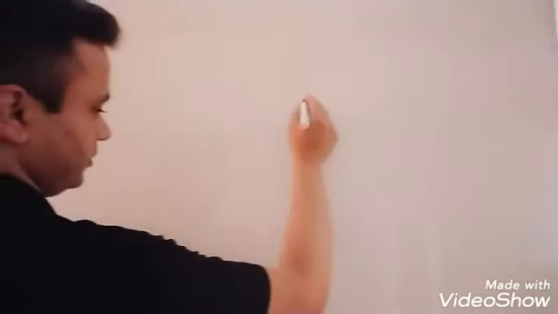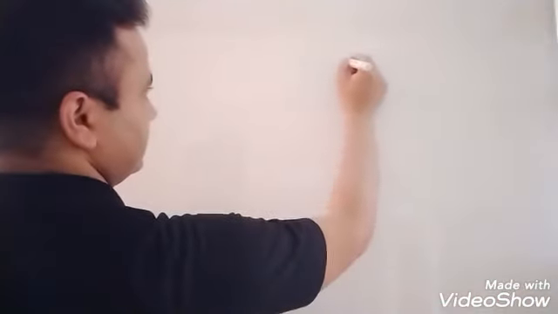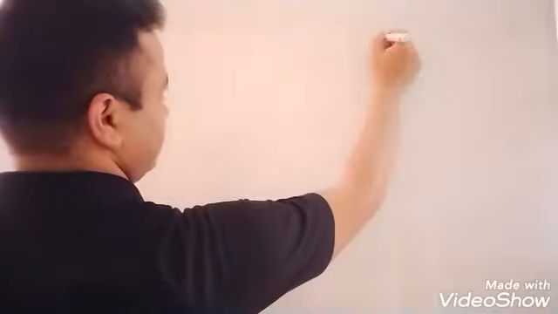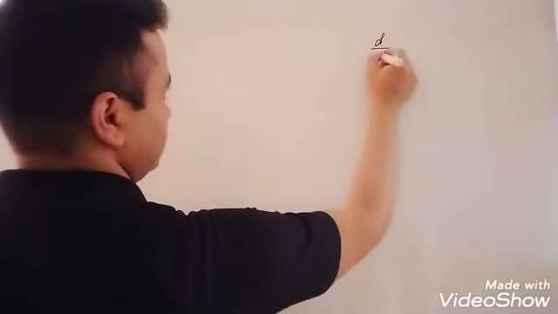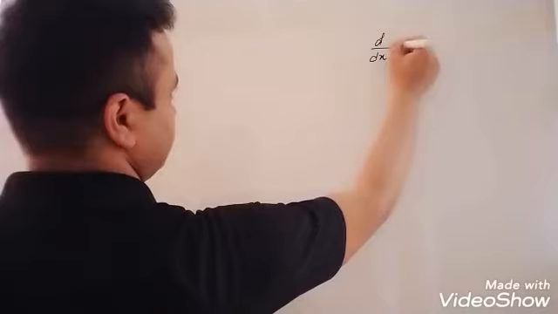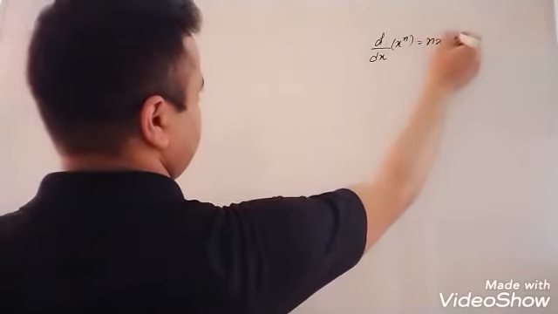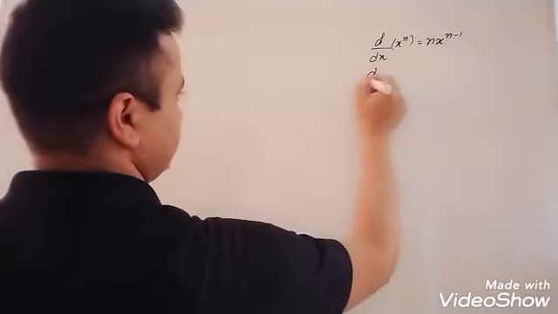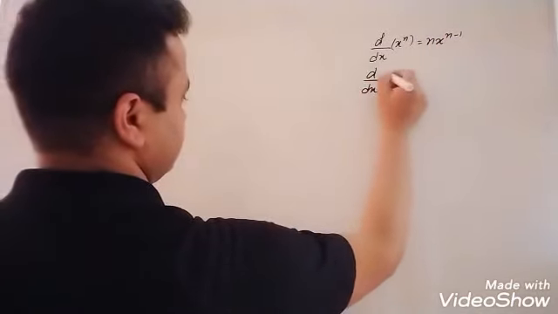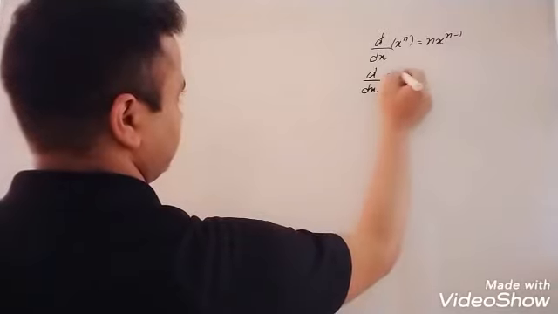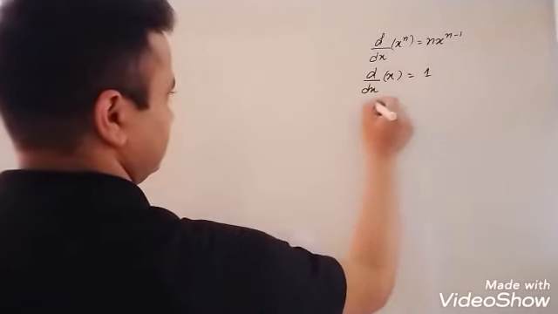Now today we are going to learn about the rules of differential calculus. Before going to the topic, we should remember the formulas we already did. Formulas are: d/dx of x to the power n equals n x to the power n minus 1, d/dx of x equals 1.